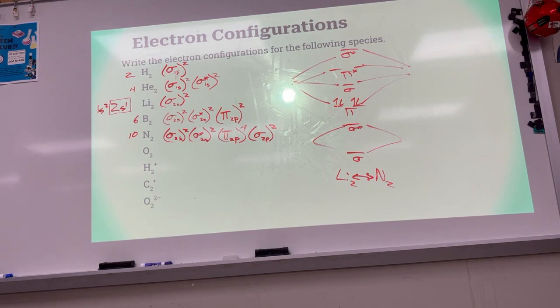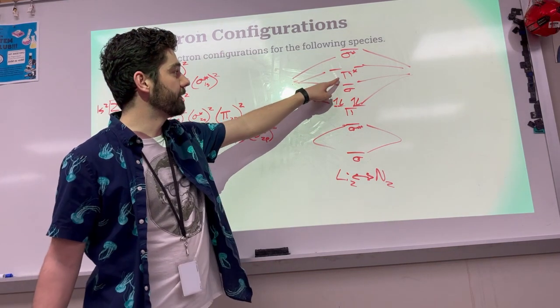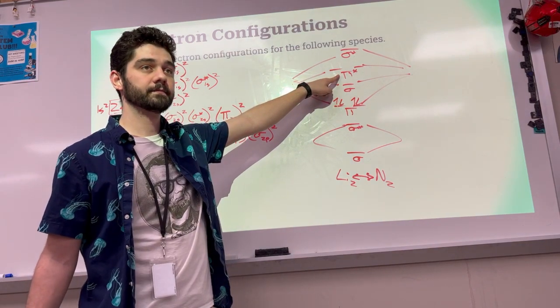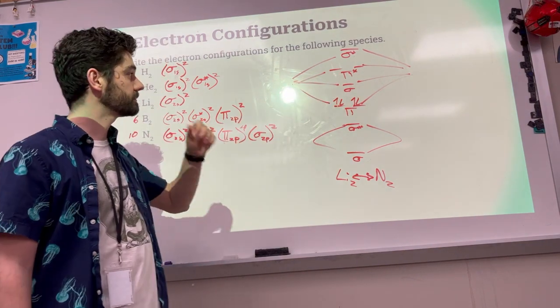And like the sigma and pi being flipped, that stops at nitrogen, right? Right. Wait, why doesn't it go pi star? Because it's 5 for each. Shouldn't it be pi star? Pi star is after the sigma. Because it's not past oxygen.